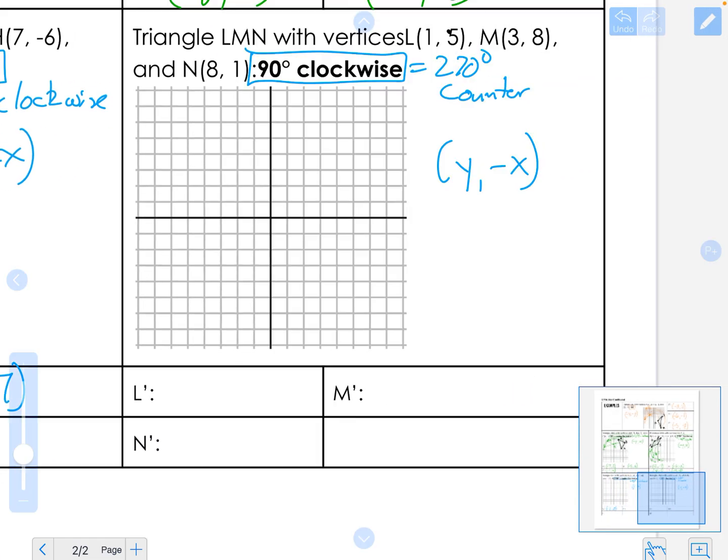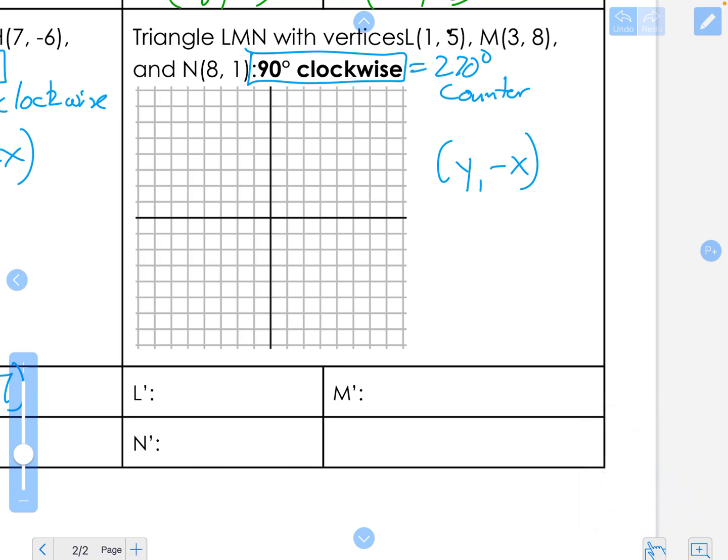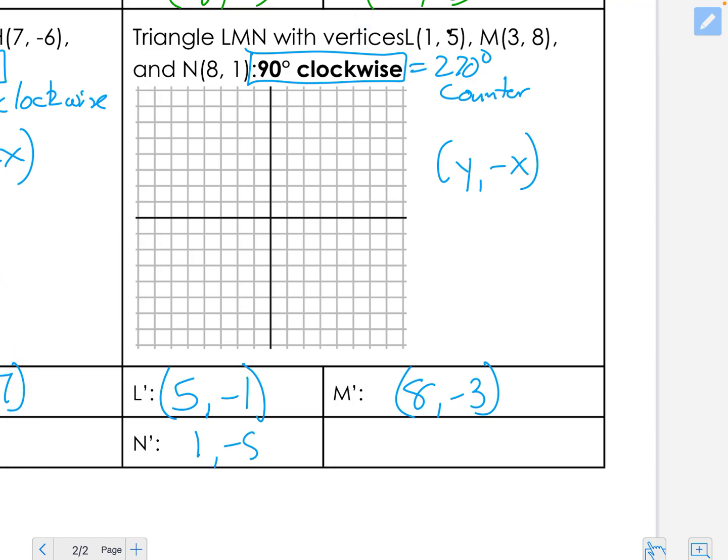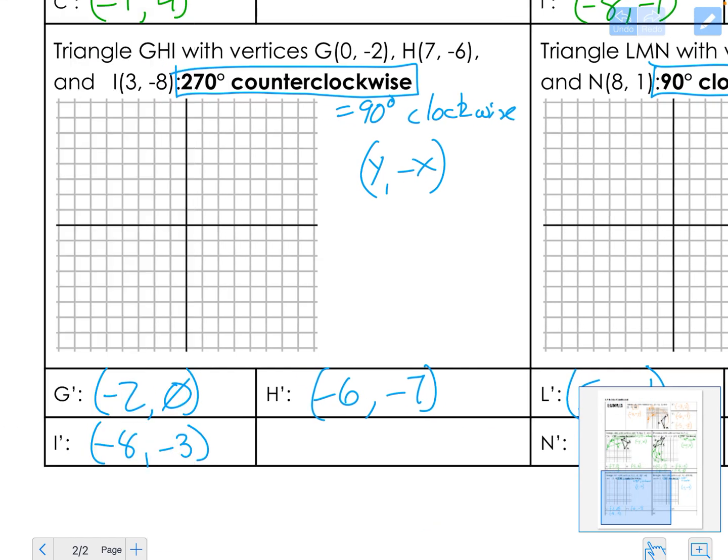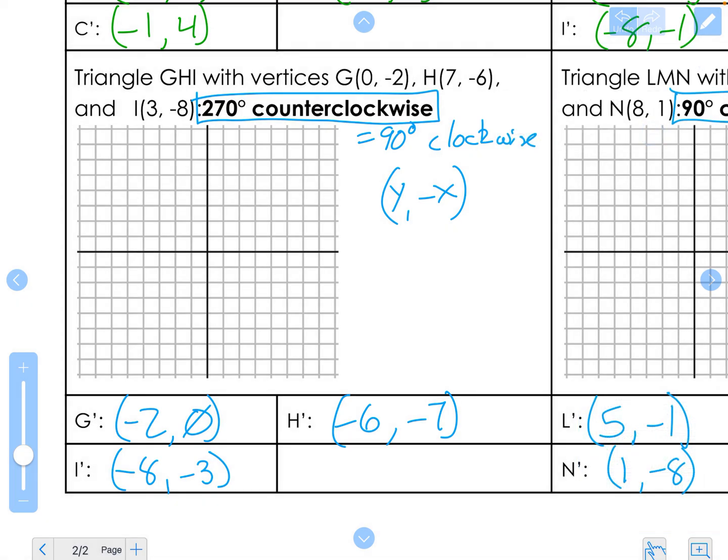I'm going to do the same thing for these right quick. So we flip the x and the y, so the y goes first, and then we make the x negative. 8, -3, and then 1, comma, -8. And so let's graph them just to verify. So this should be G, H, and I.